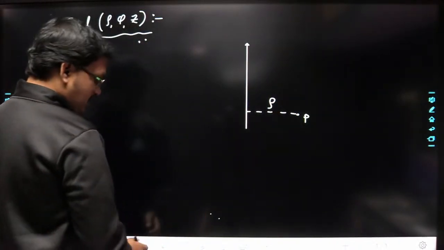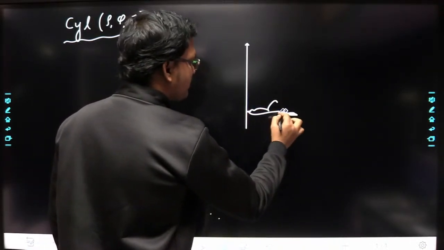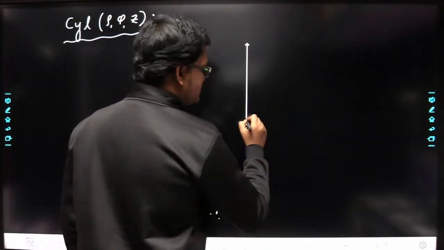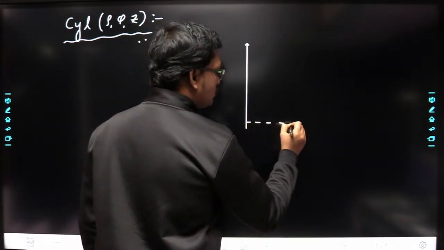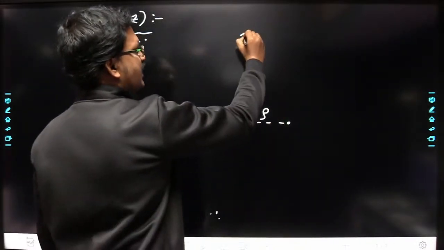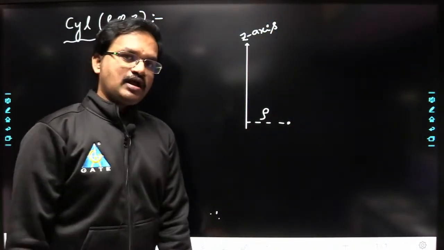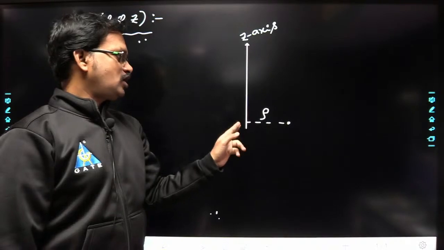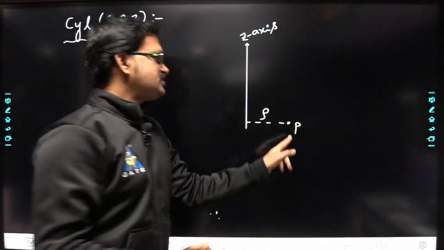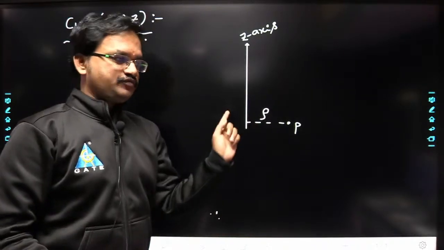So what I am considering here is a point P which is at a normal distance rho from this axis. This axis I am naming the z axis. So from the z axis I have considered a point P which is at a normal distance rho.